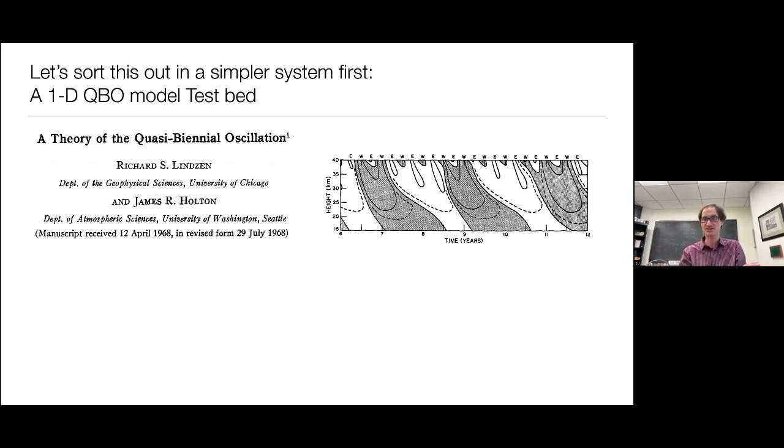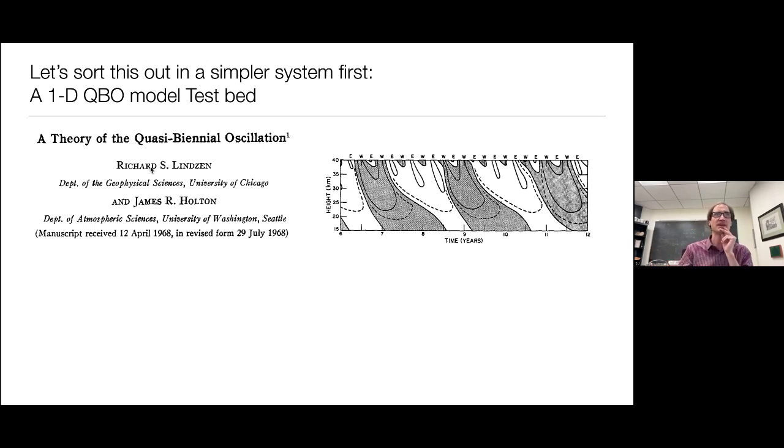So we're going to simplify our GCM, simplify the truth of the physics, and then now we can really start asking questions about data-driven methods. So we went back really to the founding of how we understand the QBO, to a one-dimensional model. A theory, you can say, what is a theory? It's a system of equations.